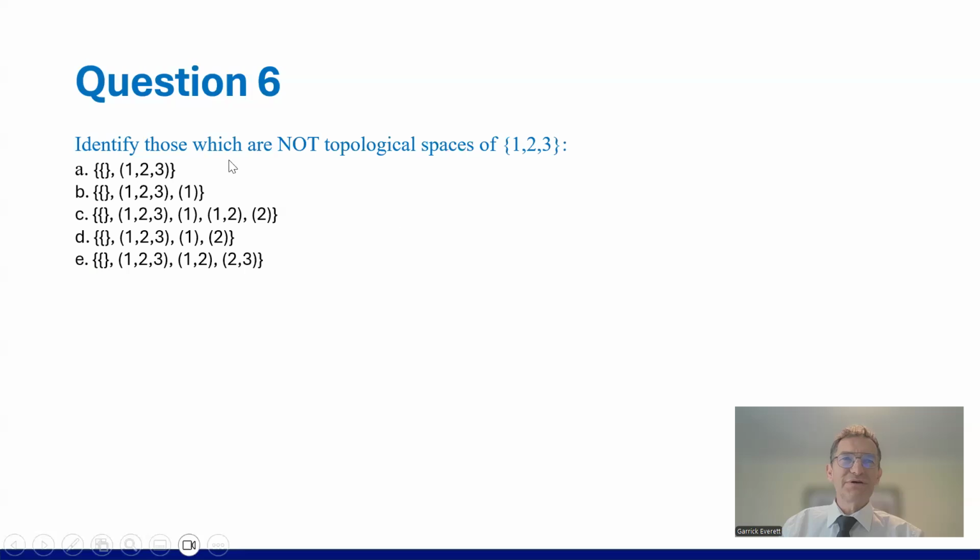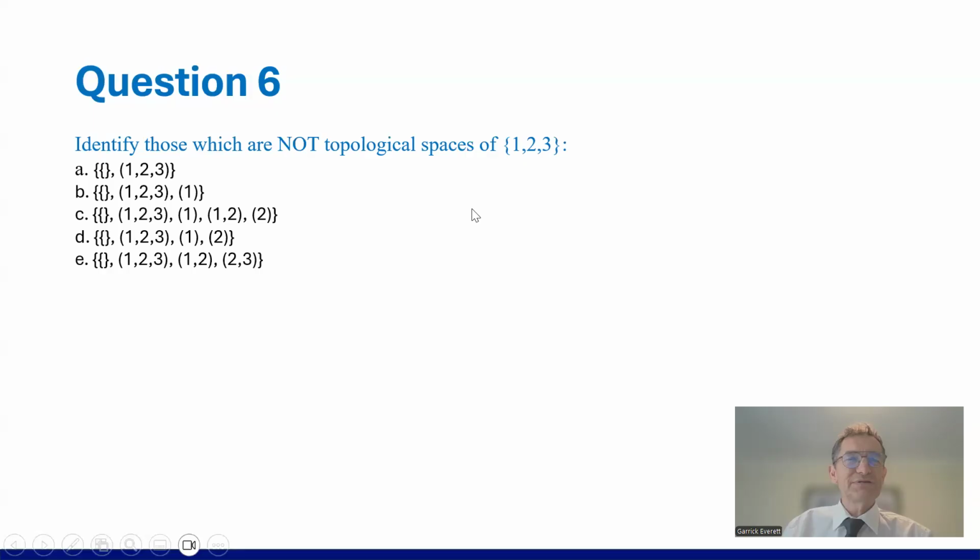Question 6. Identify those which are not topological spaces of 1, 2, 3. Now, it looks very similar in the layout here, so pay attention to the question being asked. Topological spaces. And you'll notice here every single one has got the empty set, so I'm making it easy for you. In the assessment, some of them might not have the empty set.